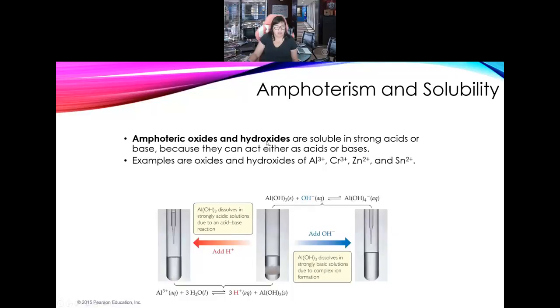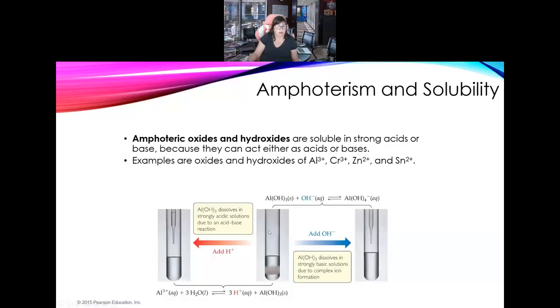Amphoteric oxides and hydroxides. Amphoteric compounds are soluble in strong acids or bases because they can act either as acids or bases. That's what amphoteric means. So examples are oxides and hydroxides of aluminum, chromium, zinc, and tin. Let's talk about aluminum hydroxide. So aluminum Al3+, if it's in water, I get Al(OH)3. That's an insoluble salt, and so it comes out of solution. So if I add additional H+, I can drive the Al(OH)3 out of solution and make it Al3+.